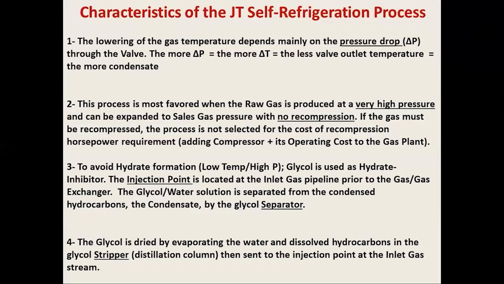Okay. Characteristics. Lowering the gas temperature depends mainly on the delta P, the drop in pressure through the valve. More delta P, more delta T, less valve output temperature, the more condensate we get. The more delta P, the more delta T we get, the more condensate we get.